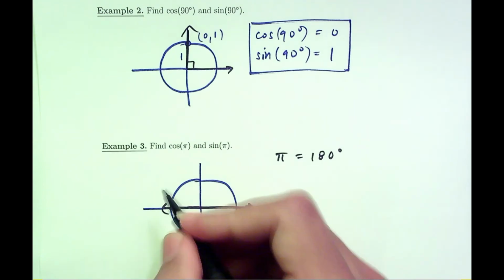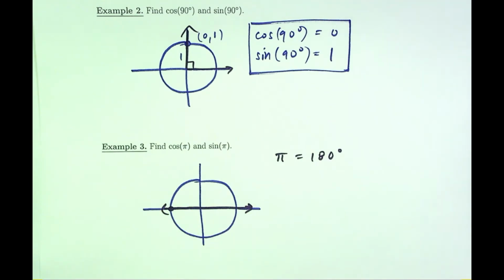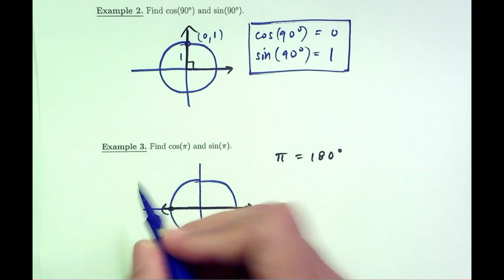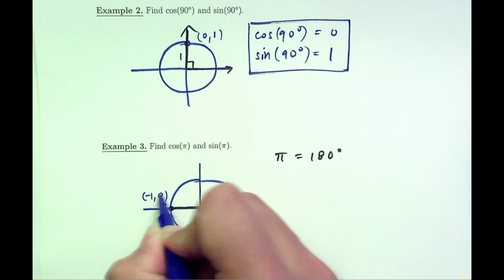And we find the intersection of the terminal side with the unit circle. It is that point right there. And we find the coordinates of that point. So what are the coordinates of that point? The coordinates of that point are -1, 0.